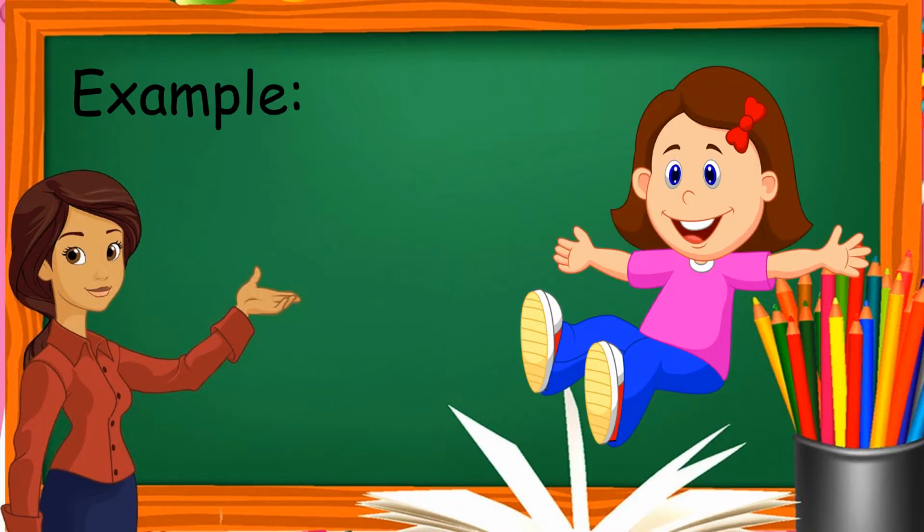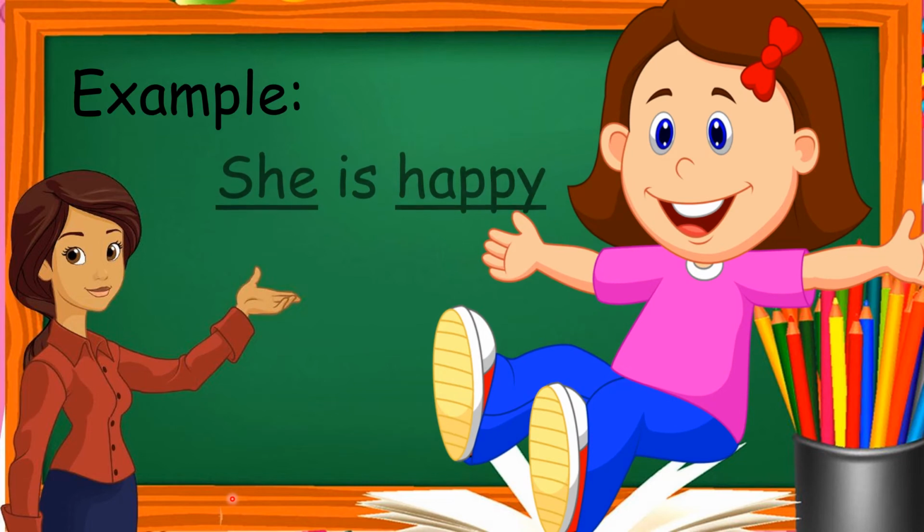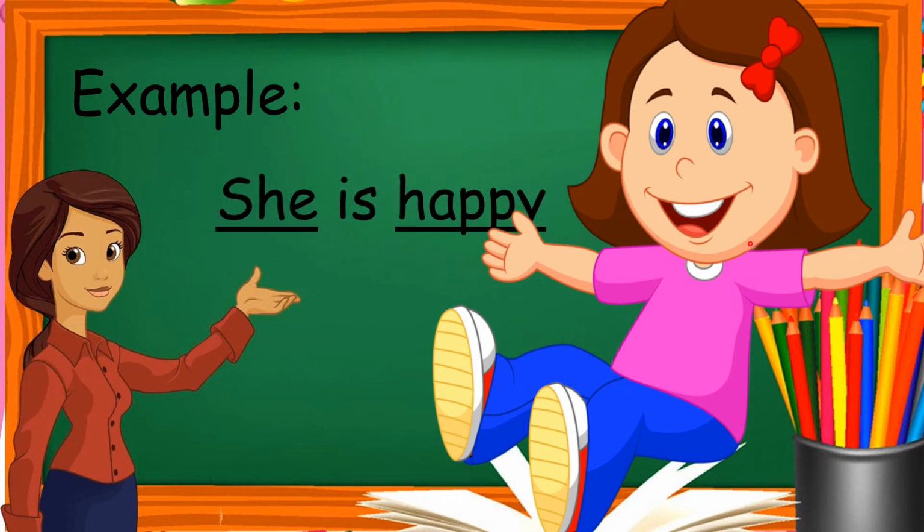Another one. Look at the girl. What can you say about the girl? The girl is happy. Now, what word can replace the name of the girl? Yes, very good. She. Is she a noun or pronoun? Yes, pronoun. The word she is a pronoun. And the word happy is the adjective. So we have seen different examples about adjective.